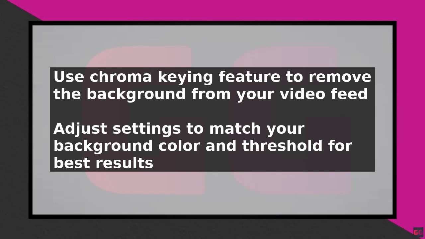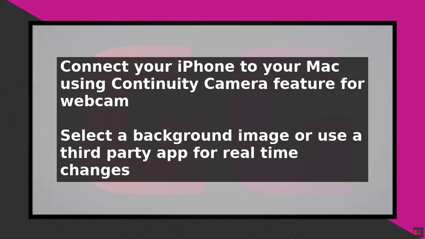On your Mac, open the FaceTime app and start a new call. Click on the Control Center icon in the menu bar. Then select Video and choose your iPhone as the camera. On your iPhone, open the Control Center and tap on Continuity Camera to start the video feed.